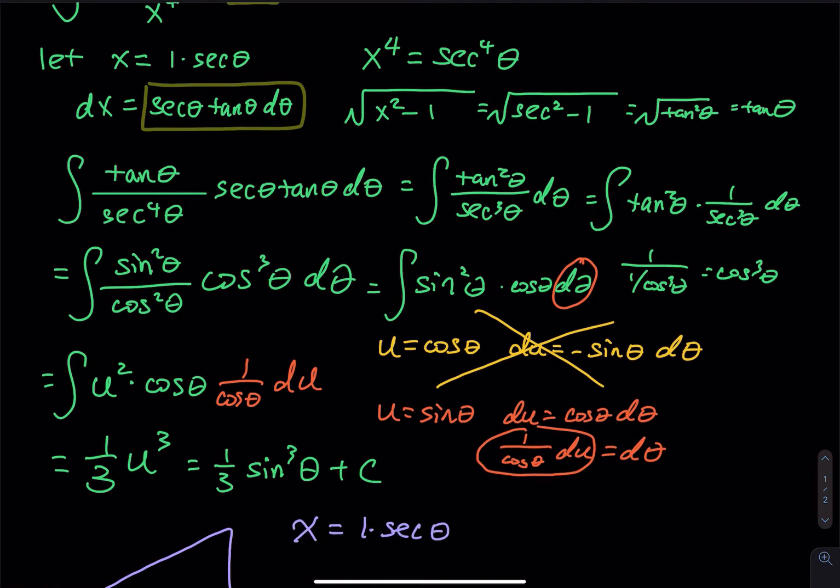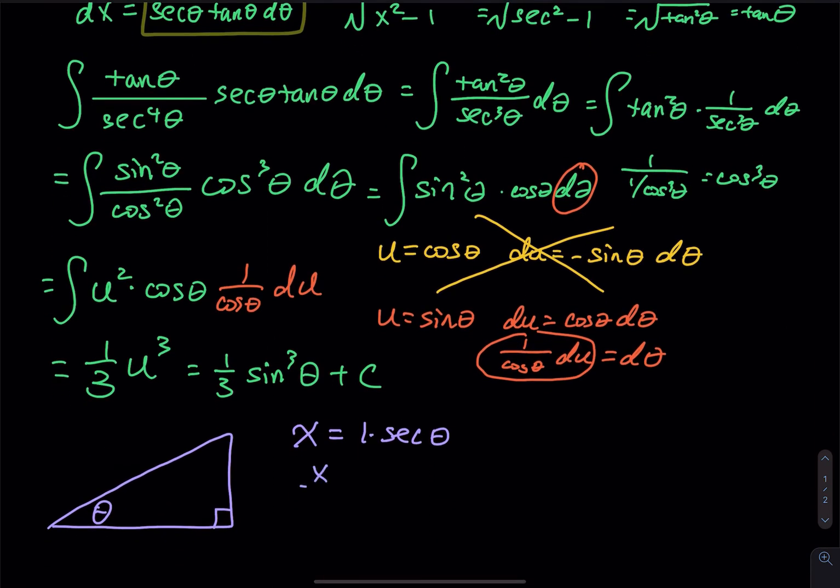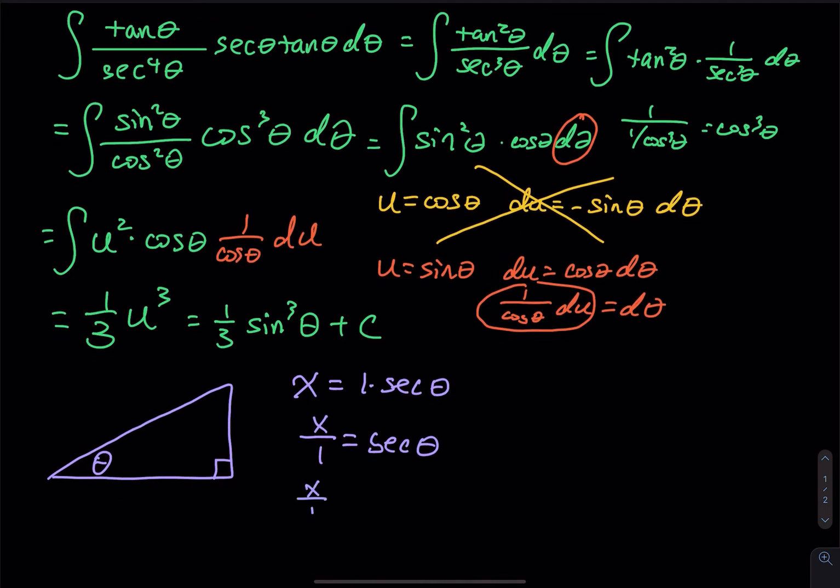That is the very first line you wrote. And then x divided by 1 is equal to secant theta. Secant is 1 over cosine, so x over 1 is 1 divided by cosine theta. And then you can take the reciprocal on both sides. Cosine theta is equal to 1 divided by x.